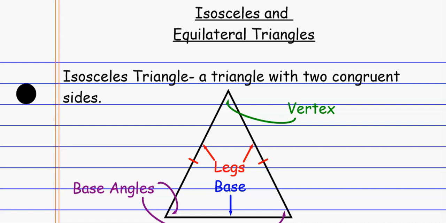Hi there, folks. Today we're looking at isosceles and equilateral triangles. All right. So an isosceles triangle is just a triangle that has two congruent sides.